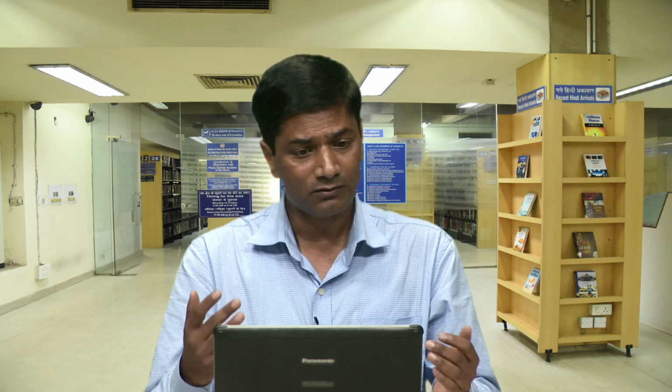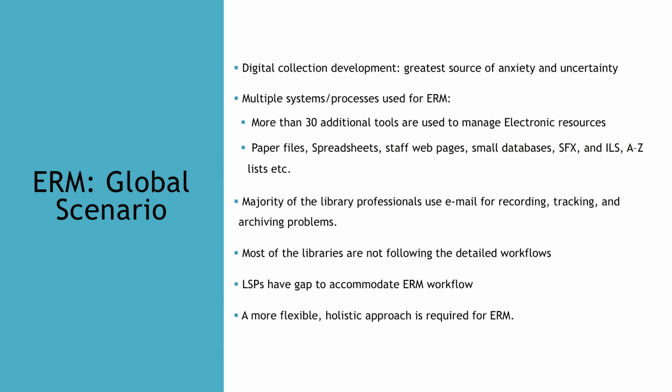Now, a survey conducted by Rathmel found that 96% of librarians, out of a sample size of 343, use email for recording, tracking and archiving problems. And when the time comes to find an important communication, it is very difficult to track. Hence, proper management of electronic resources is required. We should not only depend on the email system. Now, most libraries do not follow a detailed workflow. A survey carried out by Emery in 2016 found that there is a gap between the LSP, library service provider, and ERM workflow.